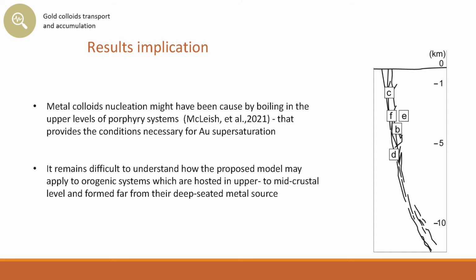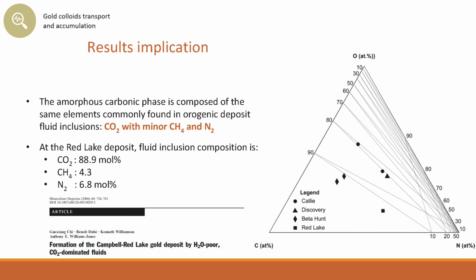Because we know that gold colloids tend to coagulate spontaneously at high temperature. So how is transport possible? We've seen that we have quite a range of deposit depth, so it means that potentially, these colloids are transported over several kilometers. And also, we need to take into consideration the fact that we found this amorphous carbon with the nanoparticle. And I want to go back to this composition of the amorphous phase.